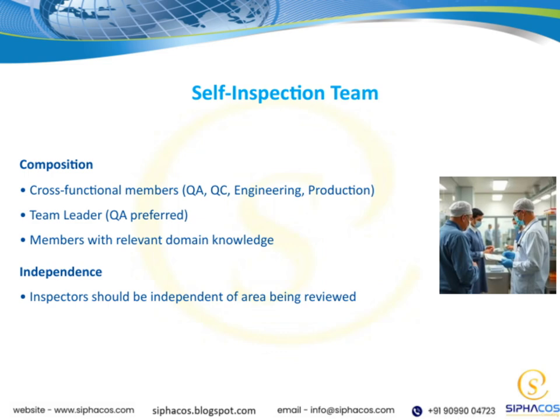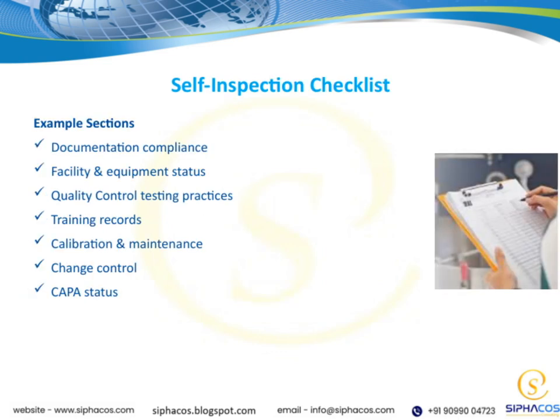And of course, team members should have relevant domain knowledge, so they understand the specifics of the areas they're inspecting. Next, let's look at independence. It's crucial that inspectors are independent of the area they're reviewing. This means they shouldn't have a direct stake or ongoing responsibilities in that area, to maintain objectivity and integrity in the inspection process. Bringing these points together supports our overall goal of thorough, unbiased inspections. Having the right team with diverse expertise and maintaining independence helps us identify issues accurately and continuously improve our quality systems.